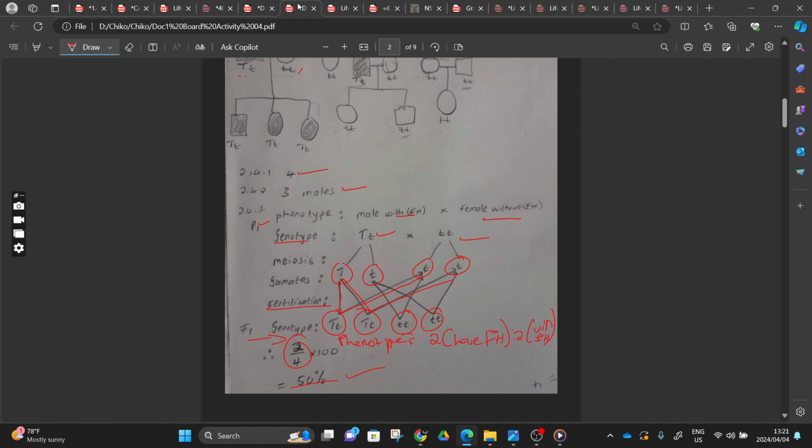So the probability is 2 over 4 multiplied by 100 for the percentage, and then 50%. And everything, I told him that everything is fine. I'm also proud of you. Keep up the good work, guys.